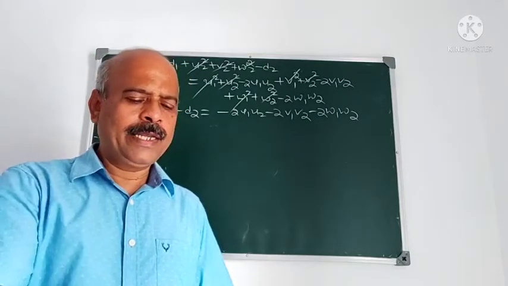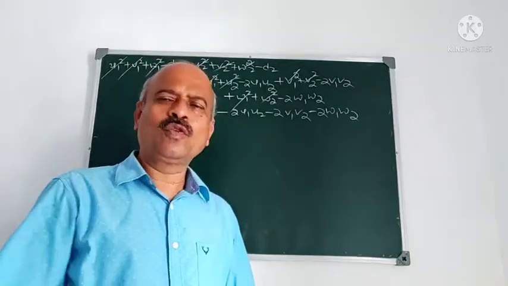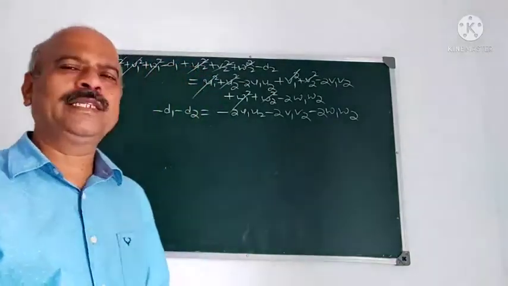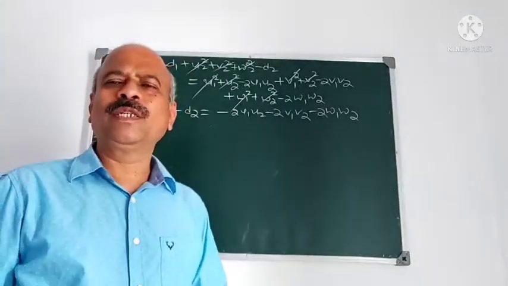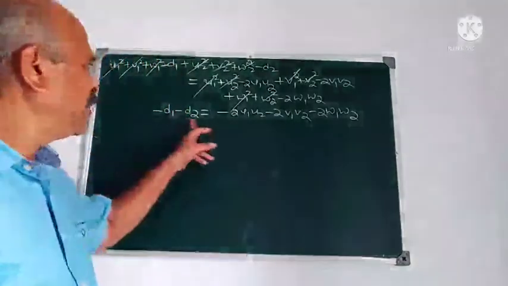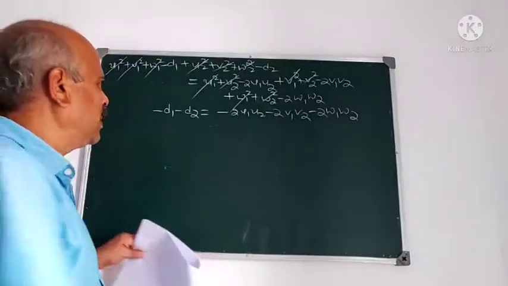Now I take one problem on this. For 2 marks you may get some questions like this. I will give that type of example later. Prove that the following two spheres intersect orthogonally. Then you have to verify this condition.